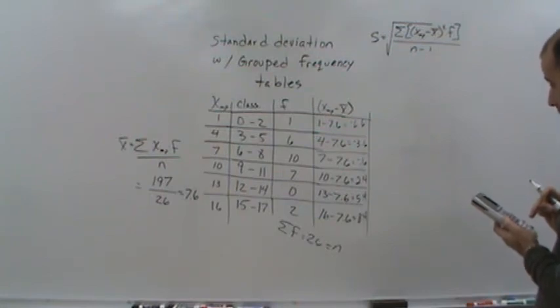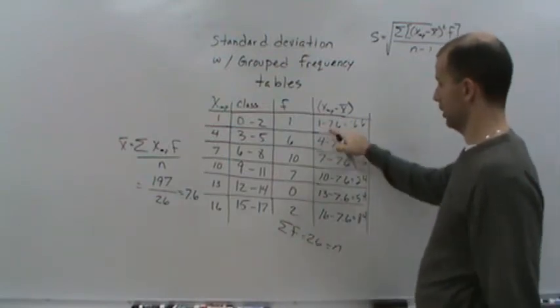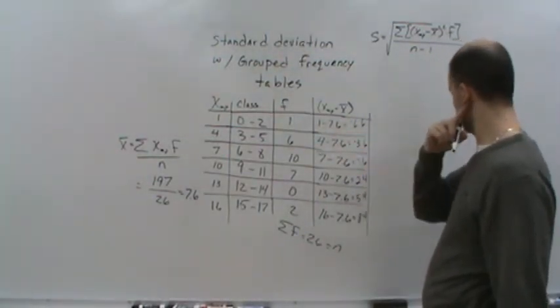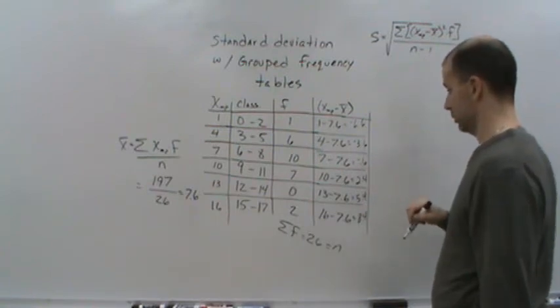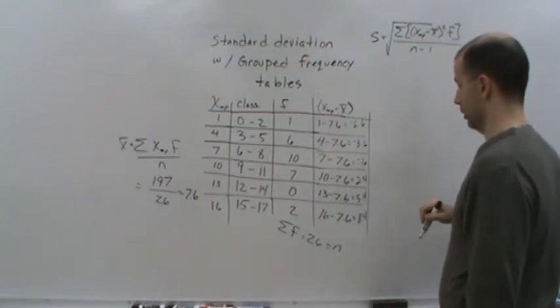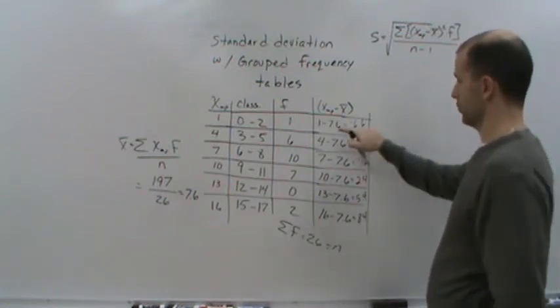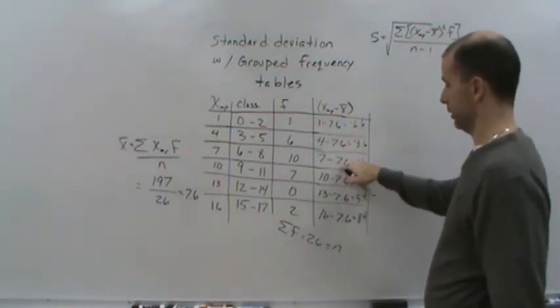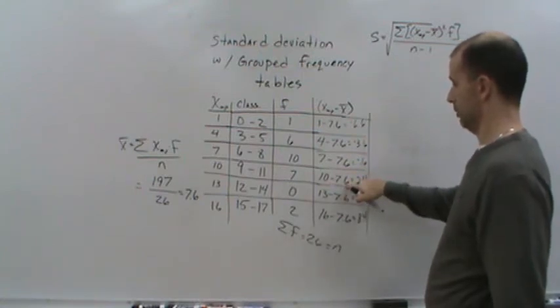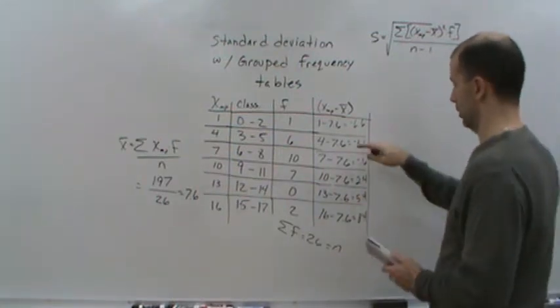Oh, I missed something here. Hold on. Did I miss something? 1 minus 7.6. Hold on a second, because that didn't add up right. Let me just make sure. It's 1 minus 4 minus 7 minus 10 minus 13 minus 16 7.6. So that's right.